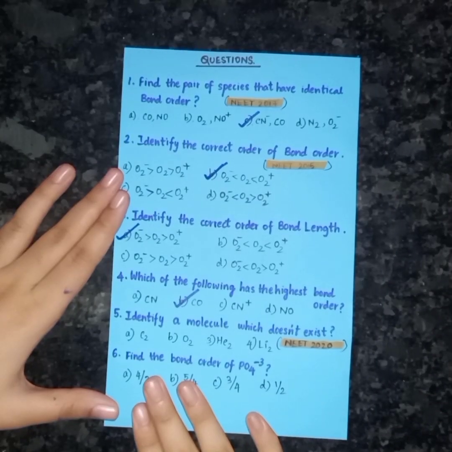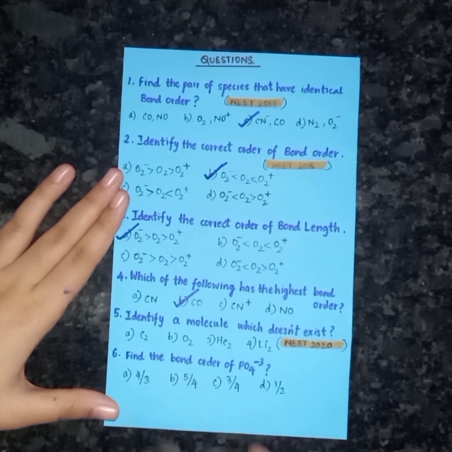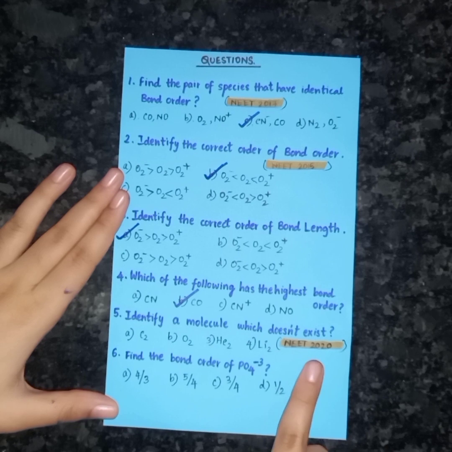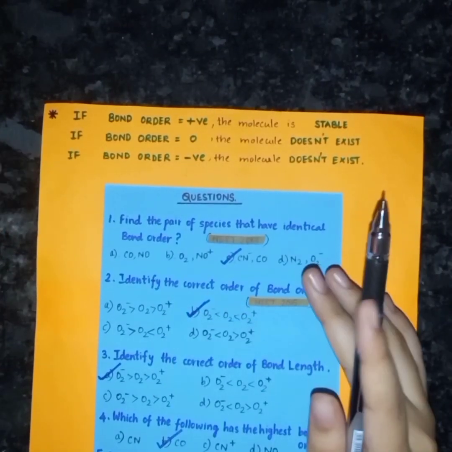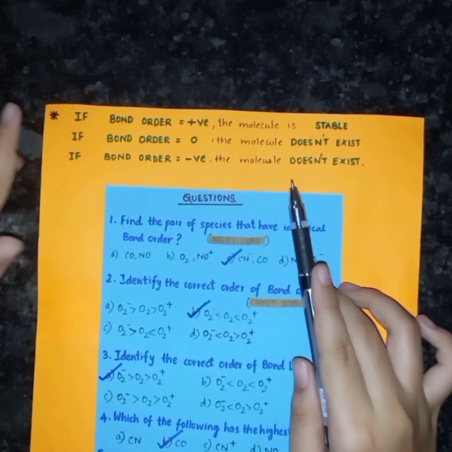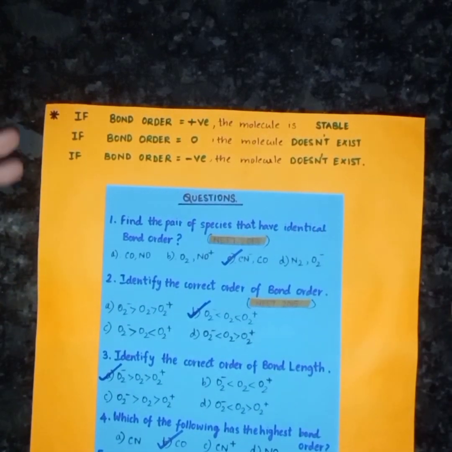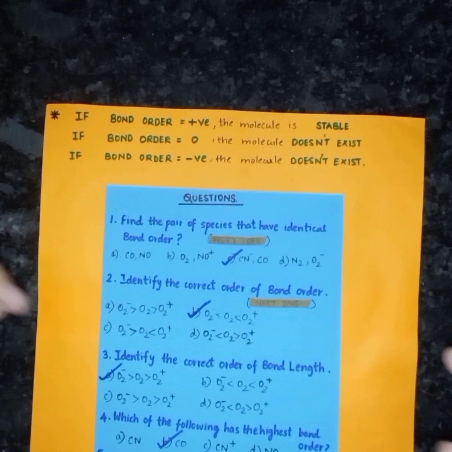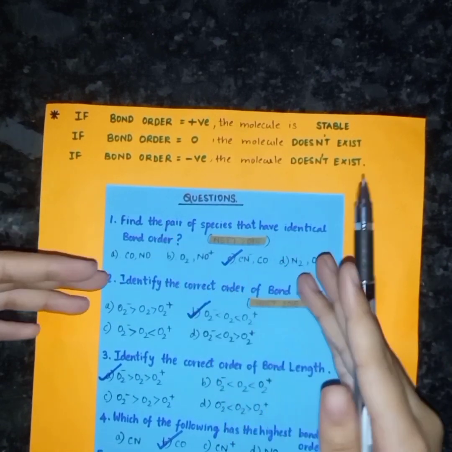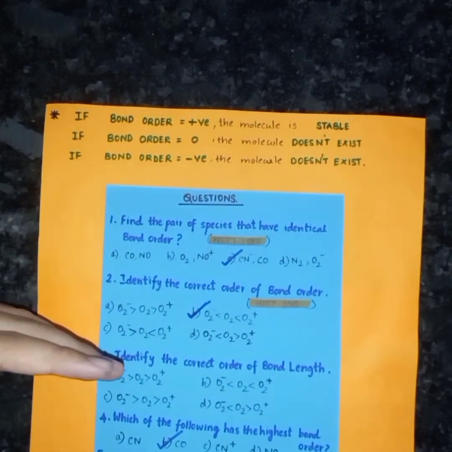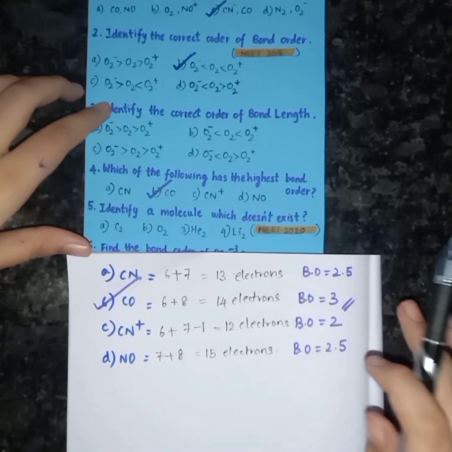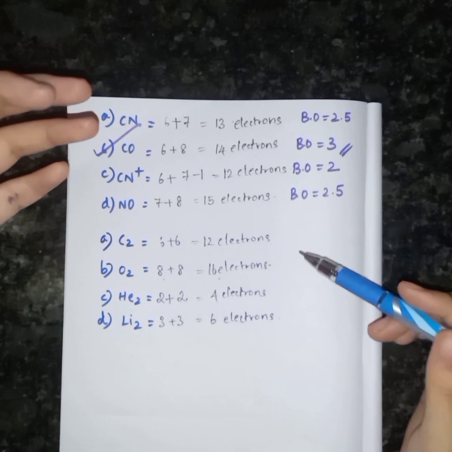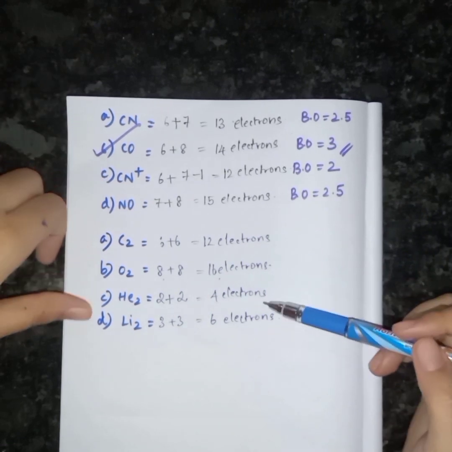Fifth question, identify a molecule which doesn't exist. This question was asked in NEET 2020. To solve this question, we have to use this particular point. If bond order is 0, the molecule doesn't exist. If bond order is negative, the molecule doesn't exist. Therefore, let us calculate the bond order for all the 4 options. Let us calculate the number of electrons for all the 4 options.